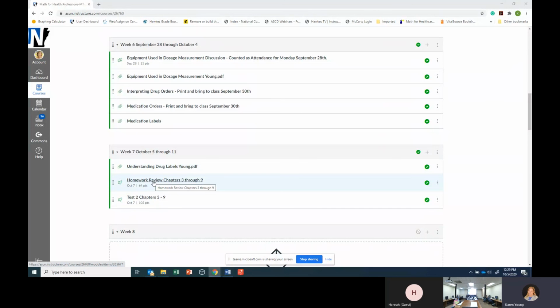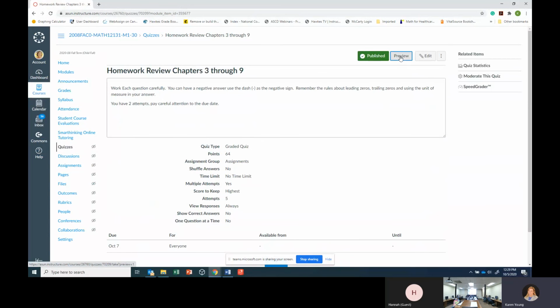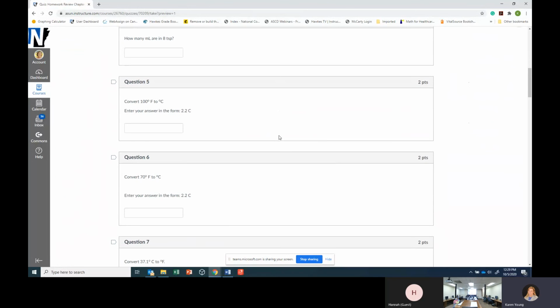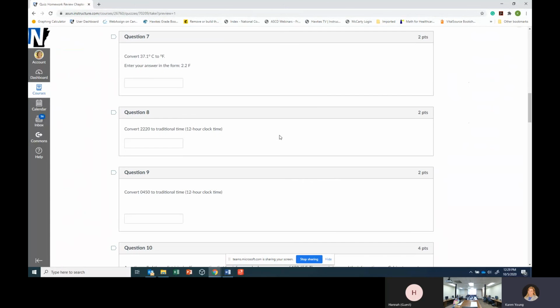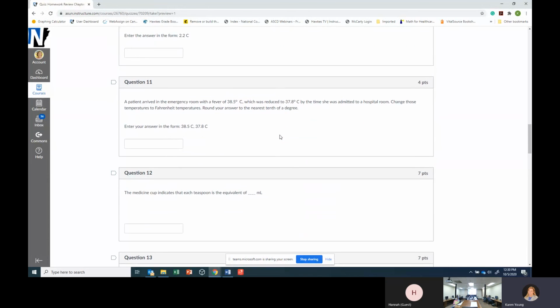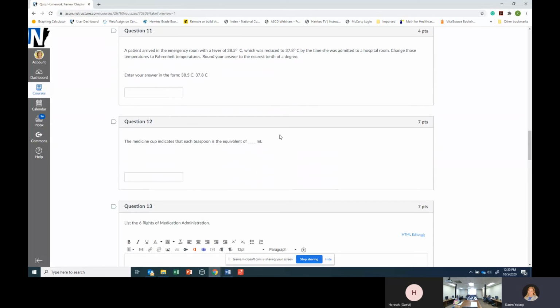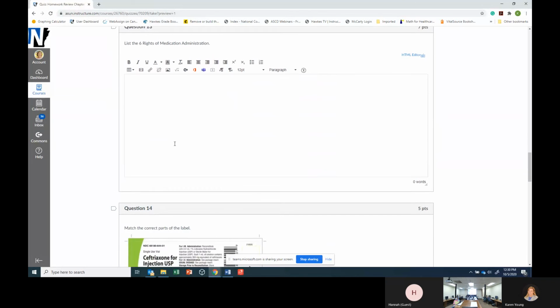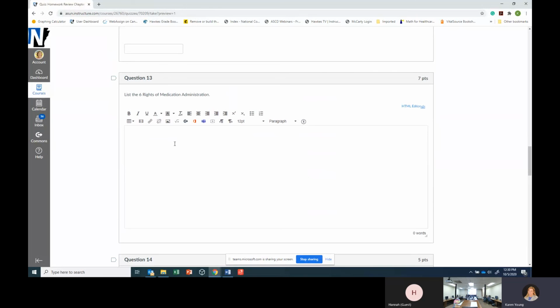The homework review for chapters through 9. It's similar to what the test is going to be. You've got some conversions, some temperature conversions, some time conversions, a couple of simple, I hope simple, word problems. Then list the 6 rights of medication. That's in chapter 9. It's the right patient, the right medication, the right dose, the right time.